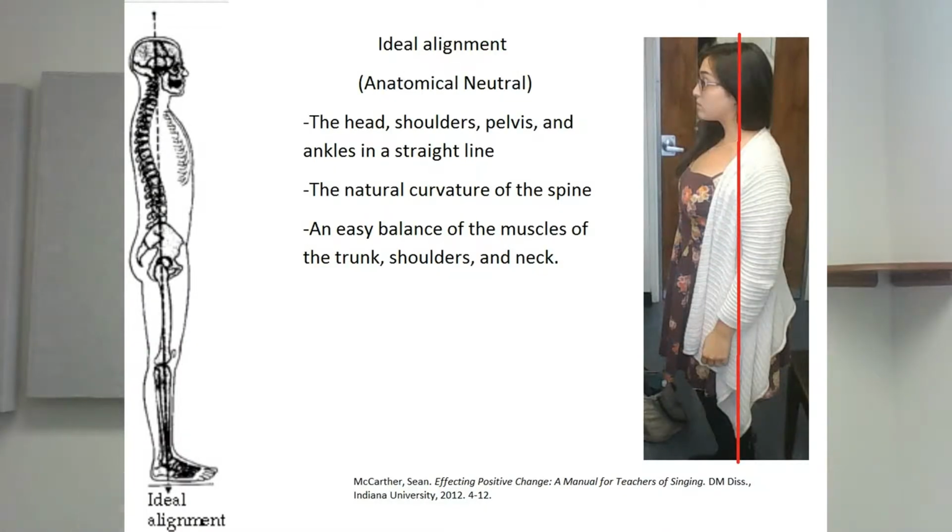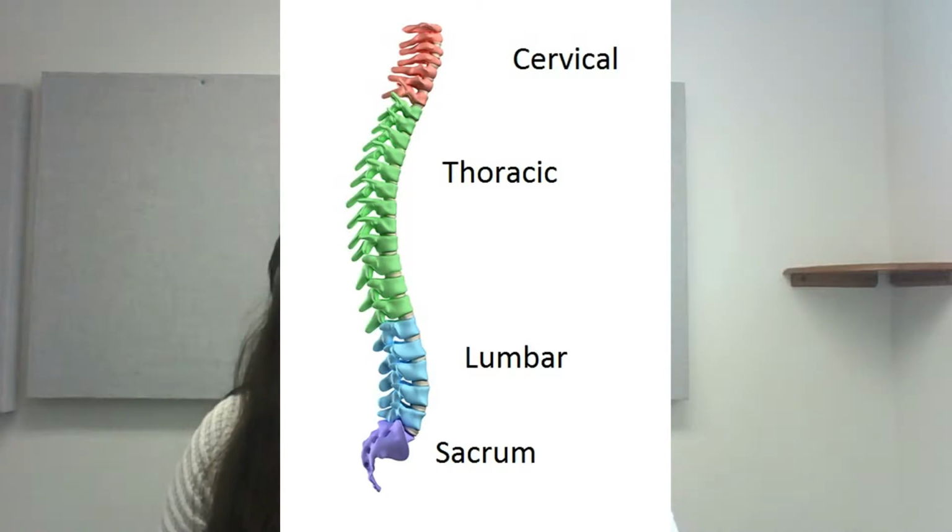Ideal alignment, or anatomical neutral, features the head, the shoulders, the pelvis, and the ankles in a straight line. You have the natural curvature of the spine and an easy balance of the muscles in the trunk, the shoulders, and the neck. The spine is made of 24 vertebrae divided into the cervical section with vertebrae 1 through 7, which are the most flexible section of the spine. So this is how you move your head around.